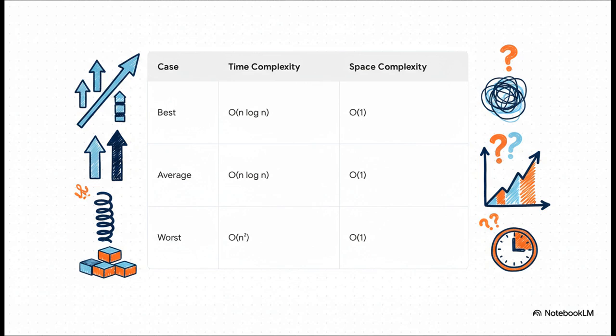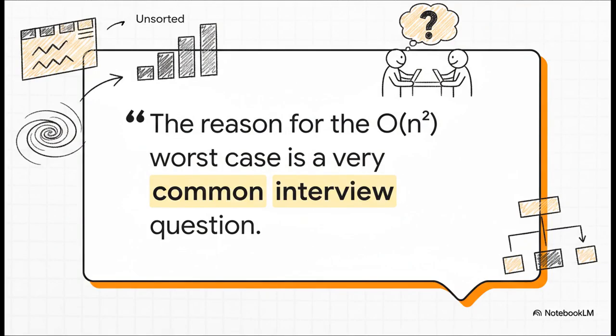But you can't ignore that last line. The worst case is n squared, and that is dramatically slower. We have to understand why that happens. And that's not just some academic detail, by the way. Understanding why quicksort can have this terrible worst-case performance is a classic question in programming interviews, because it really shows if you understand what's going on under the hood.